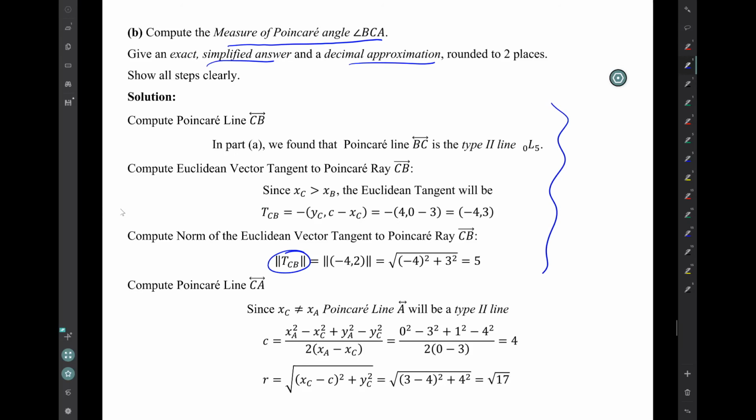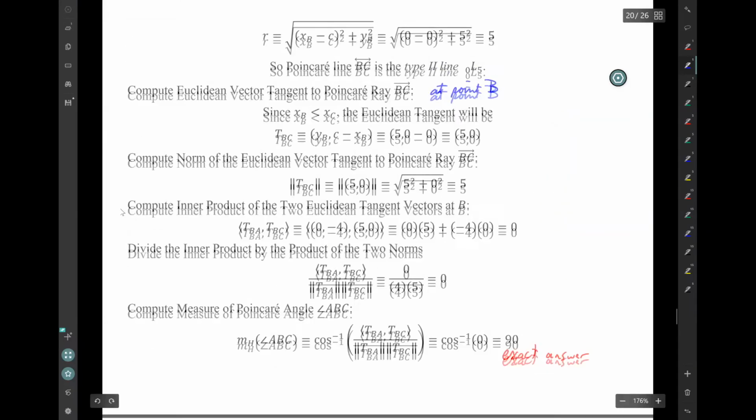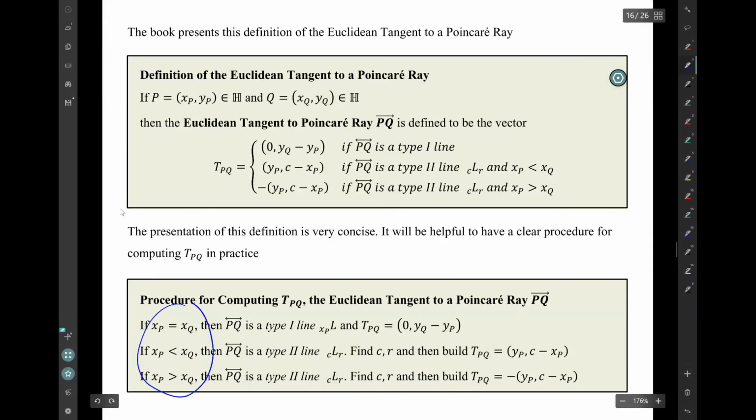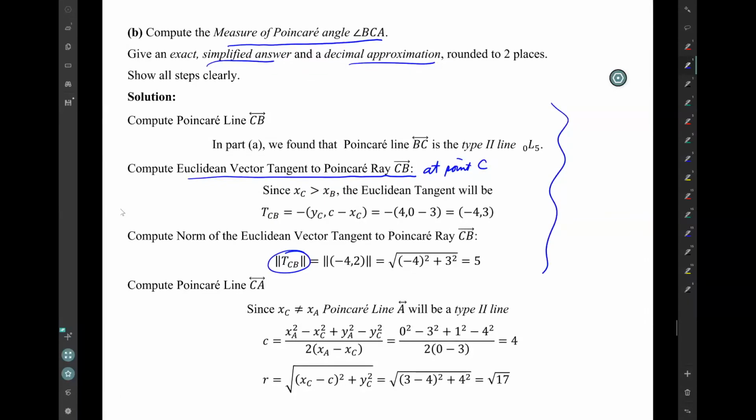Now we go on to find the Euclidean vector tangent to the Poincaré ray CB at point C. We follow my procedure from a few pages back. I scrutinize the x-coordinates, and depending on what I find, I do one of these three. When I scrutinize the x-coordinates, I find that xc is greater than xb, so this is the formula I use to build the Euclidean vector tangent to that ray. When I build this expression, I use the value of c for my line, and I get the tangent vector minus 4, 3. When I compute its norm, I get the number 5.